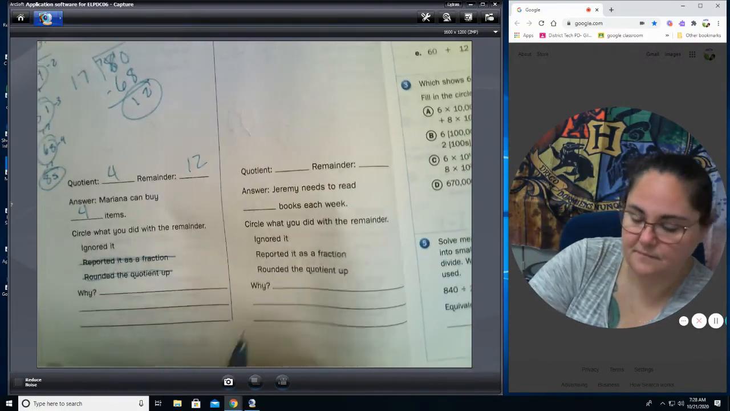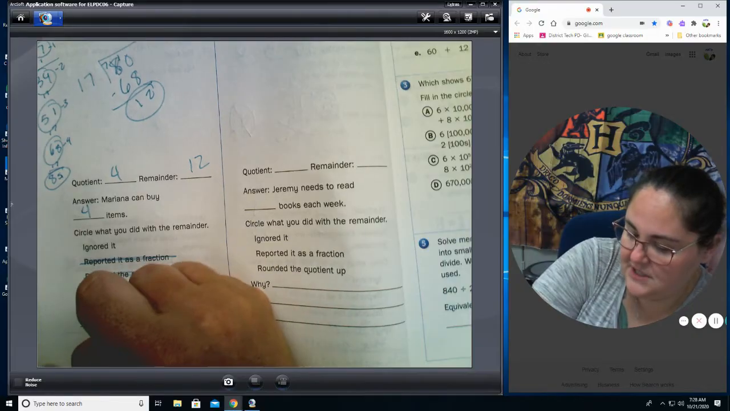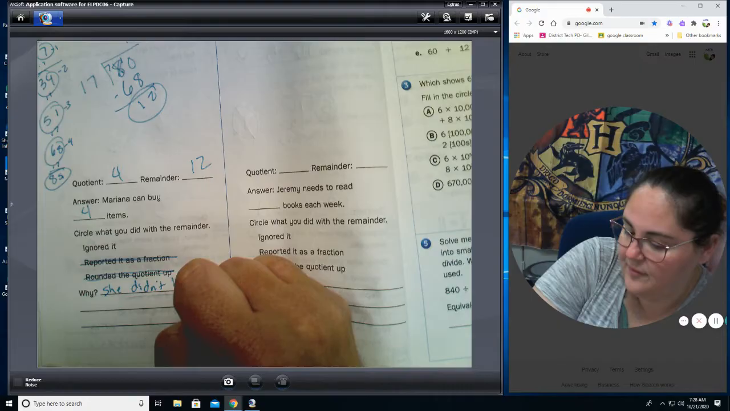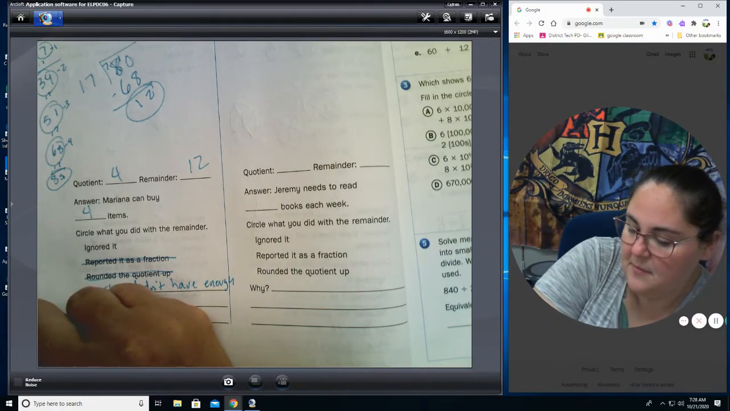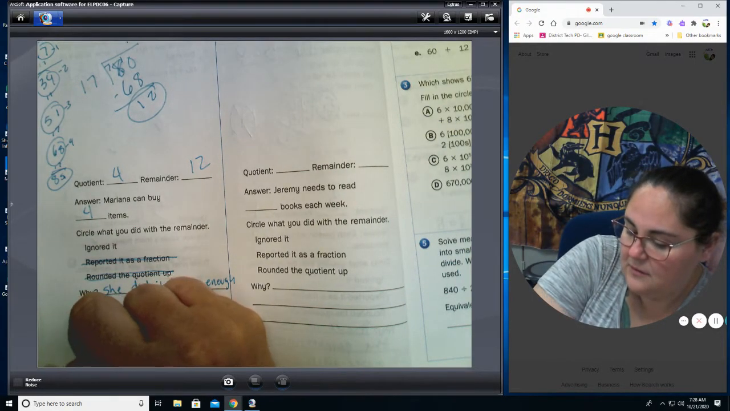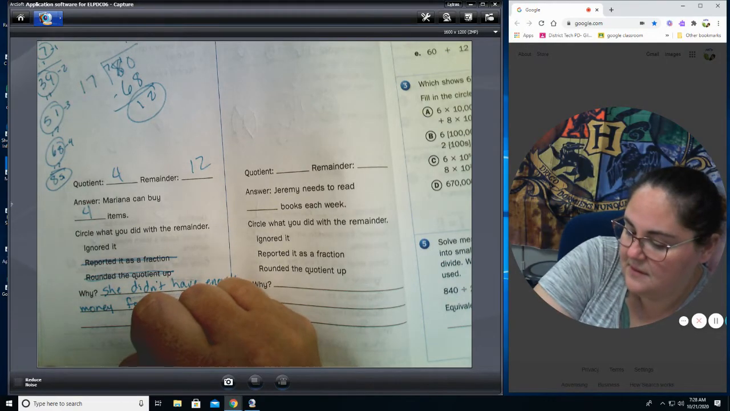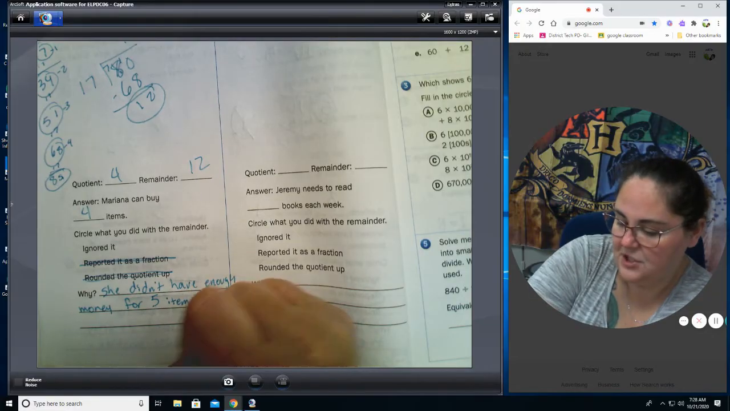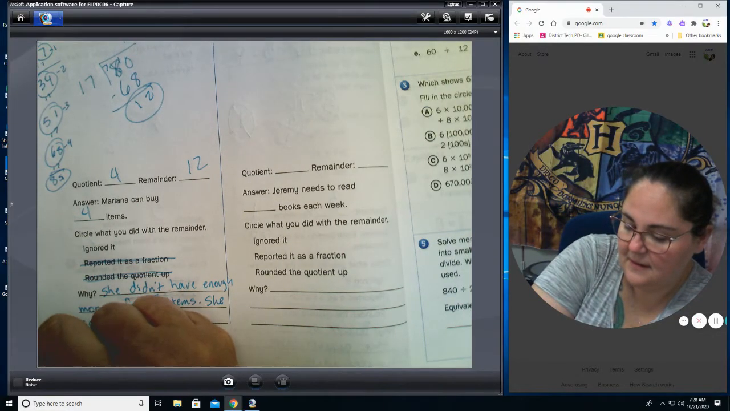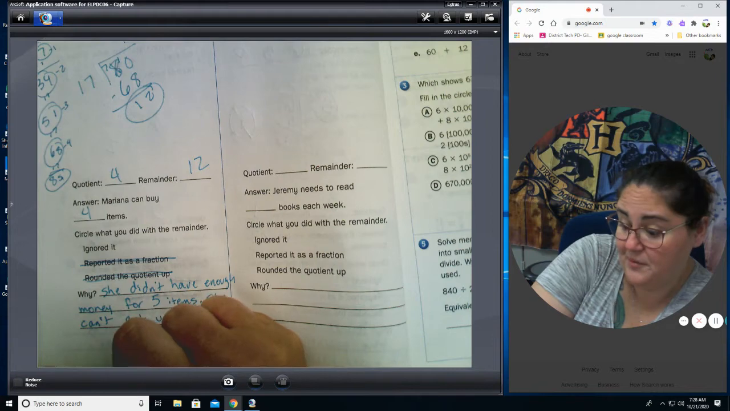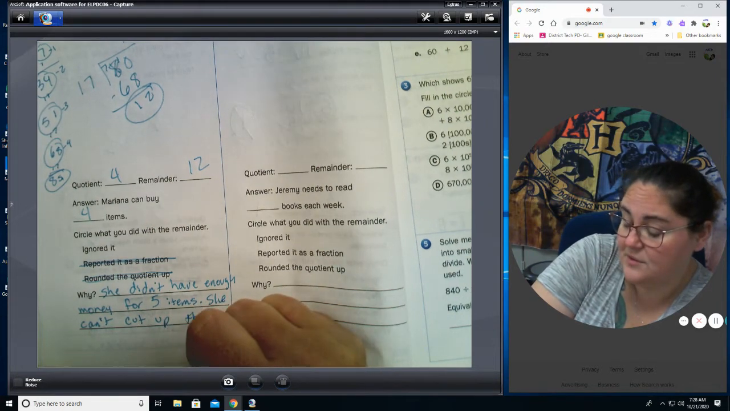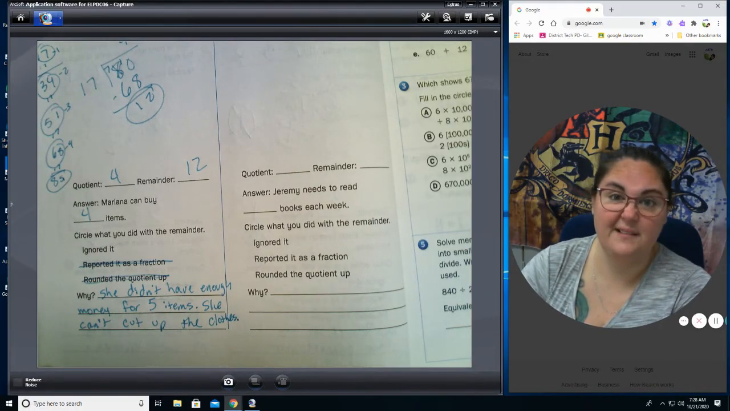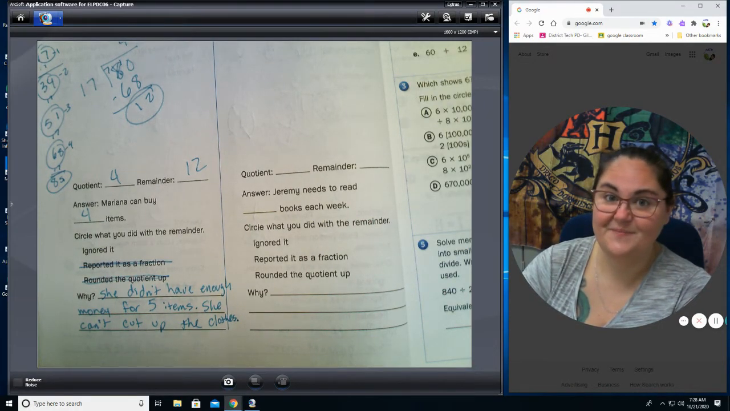Why? She didn't have enough money for 5 items. She can't cut up the clothes. Remember, the pancake we could just chop up. It was fine. But I can't do that with clothes.